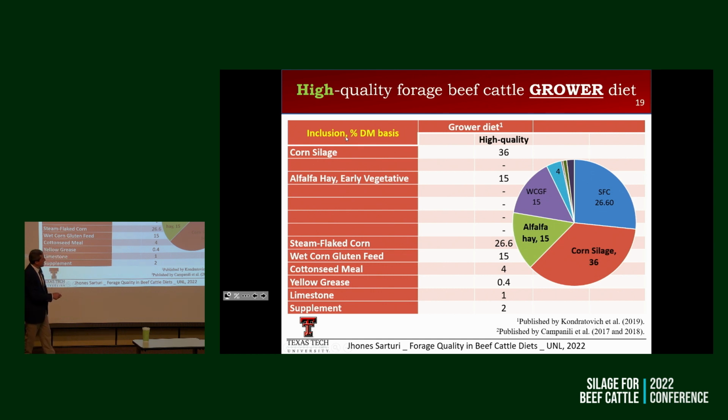So this is the difference from the previous diet. Better forage quality.